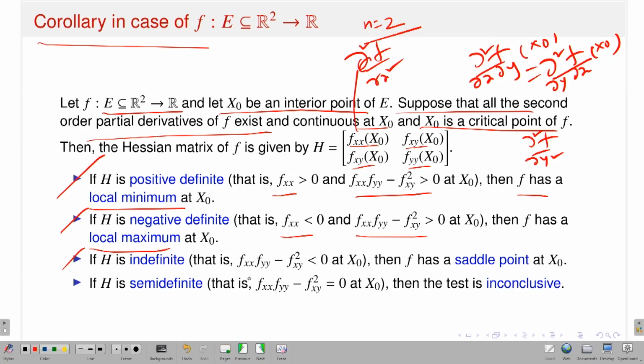If H is indefinite, meaning the determinant at the point x naught is strictly negative, then f has a saddle point at the point x naught. And if H is semi definite, that means the determinant is exactly equal to 0 at the point x naught, then the test is inconclusive. So, that is very nice.